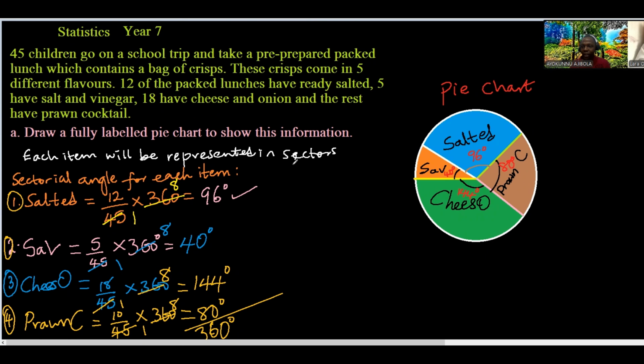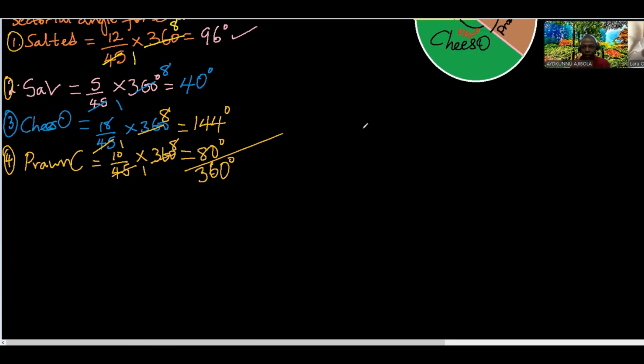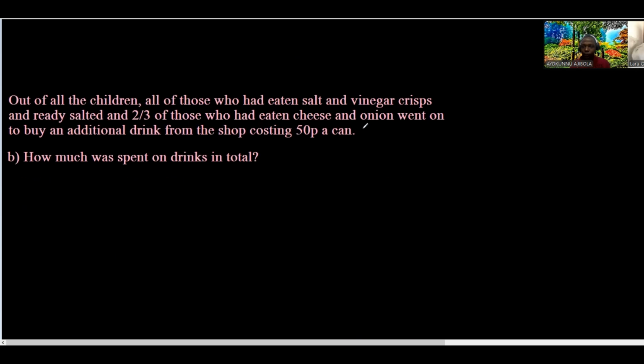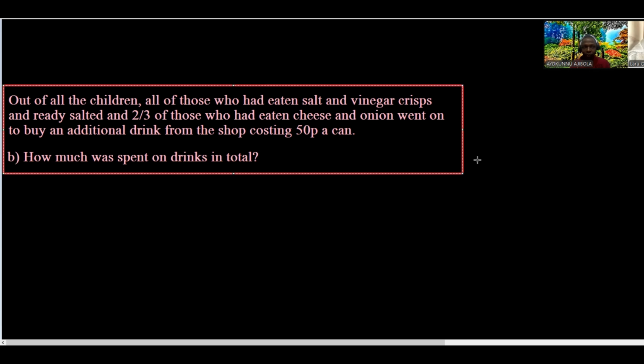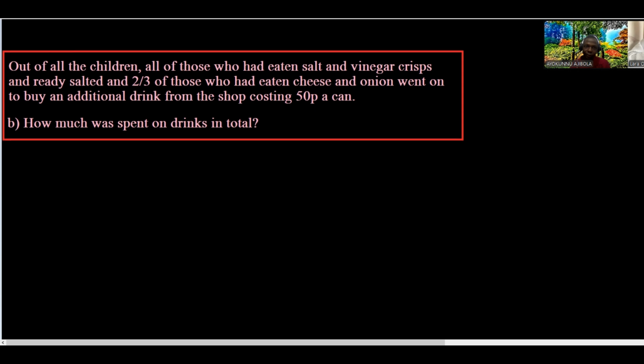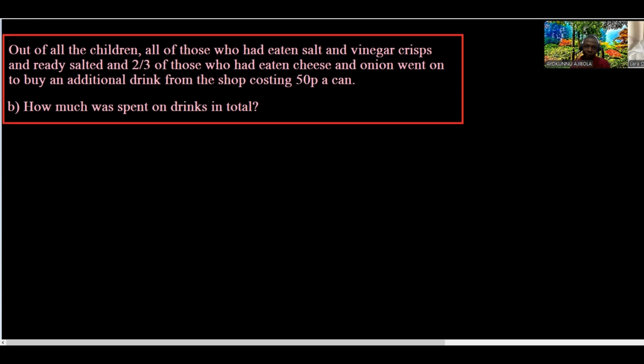Now that we have gotten the pie chart information, let's go over to the next part of the question. Please read this for me. I told the child, notice we have to solve the first one already. Notice it is two-thirds of those who had eaten, the money went to buy additional drink at a cost of 50p per gram. How much was spent in total? Now, what do you think we should do?